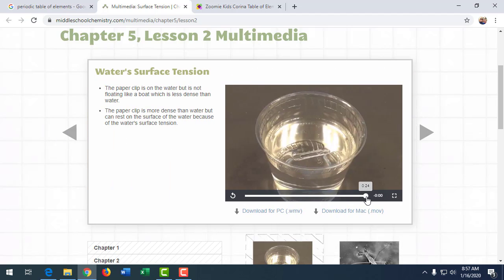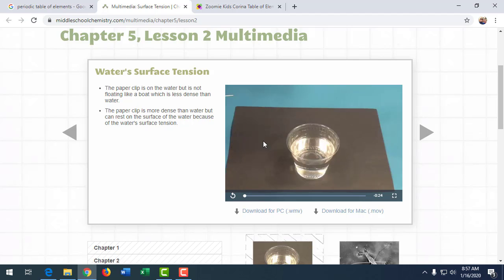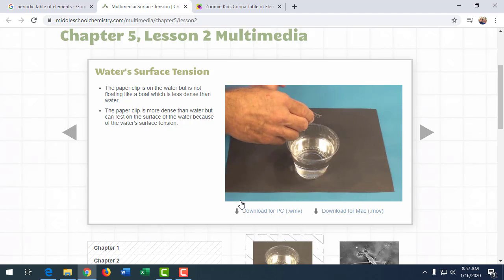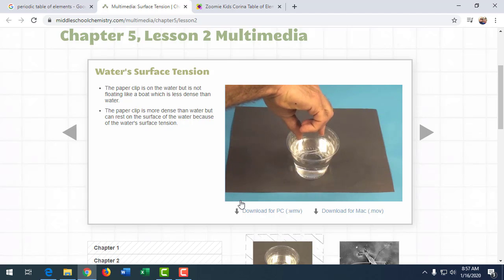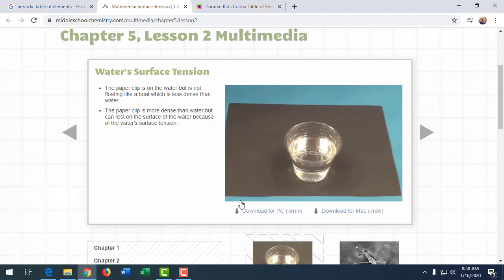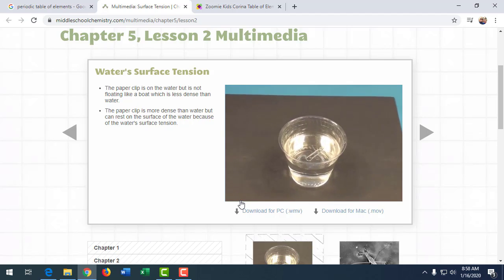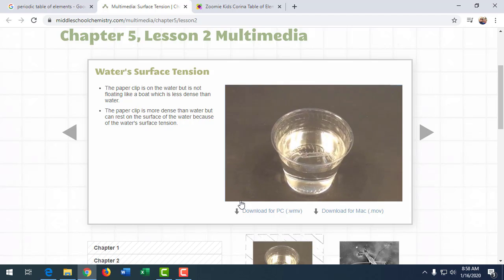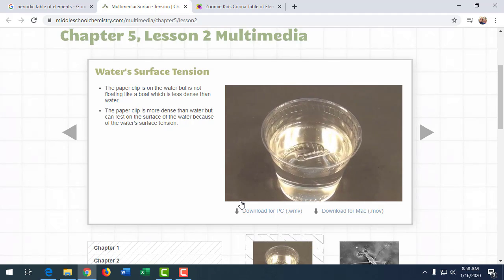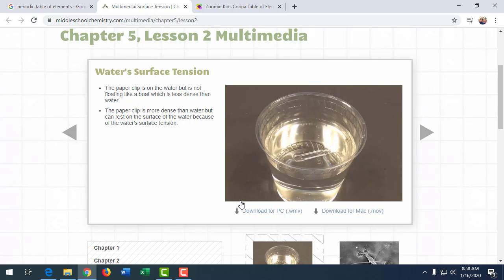So in this little video here, we can see how the same thing occurs with putting a paper clip on the surface of the water, and it doesn't sink because, again, the strength of those hydrogen bonds forming a skin on the surface of the water is higher than the downward force of that paper clip. And water sticks to itself, which we call cohesion.